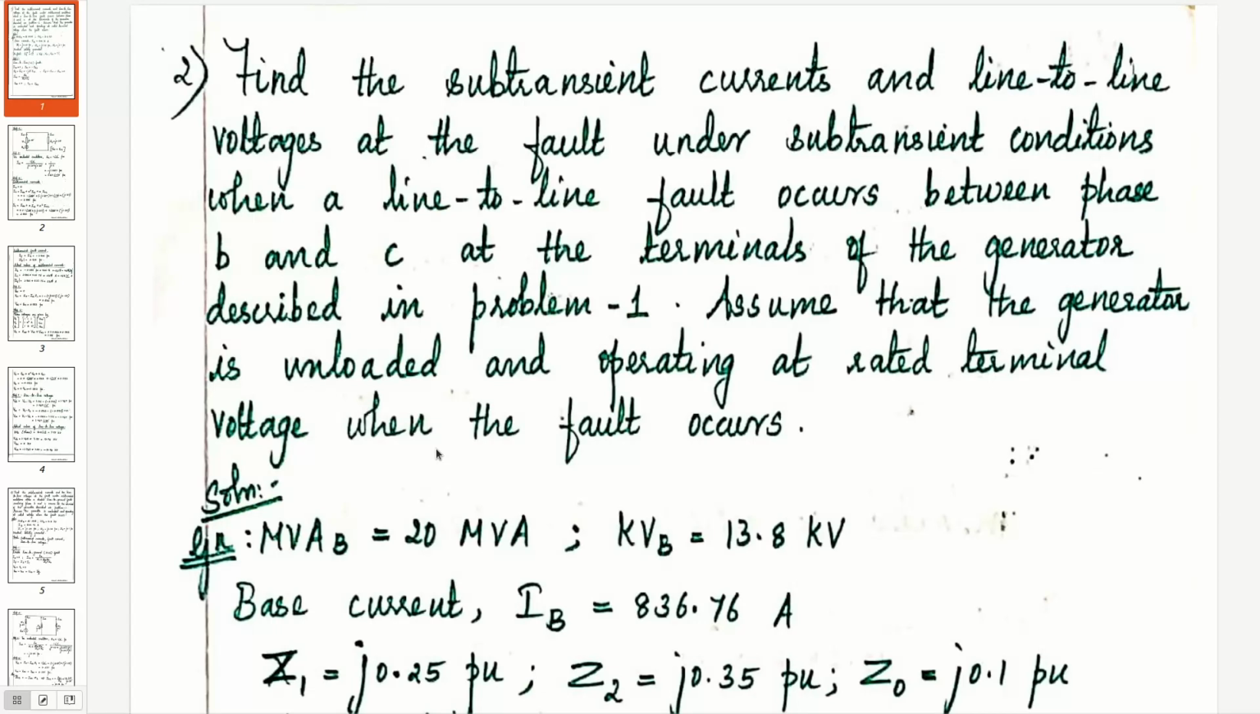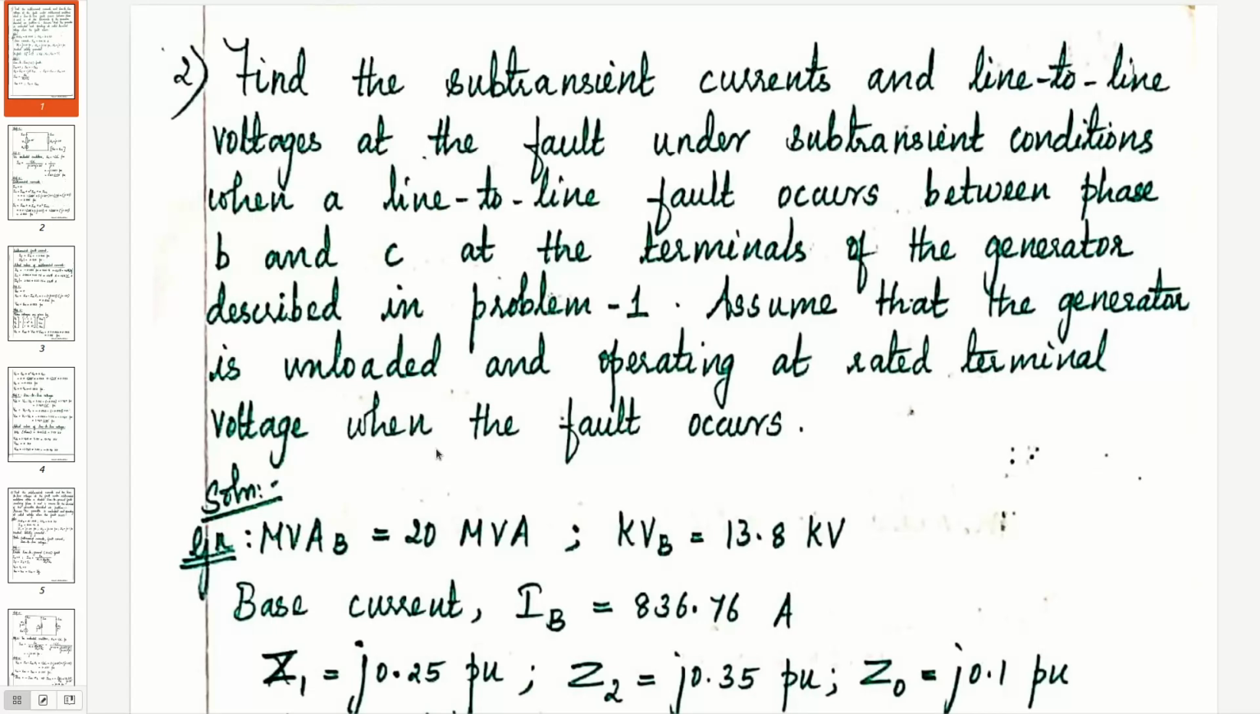In today's class, we will solve problem number 2. I'll read out the question. Find the subtransient currents and line to line voltages at the fault under subtransient conditions, when a line to line fault occurs between phase B and C at the terminals of the generator described in problem 1. The data of the generator is not given again.